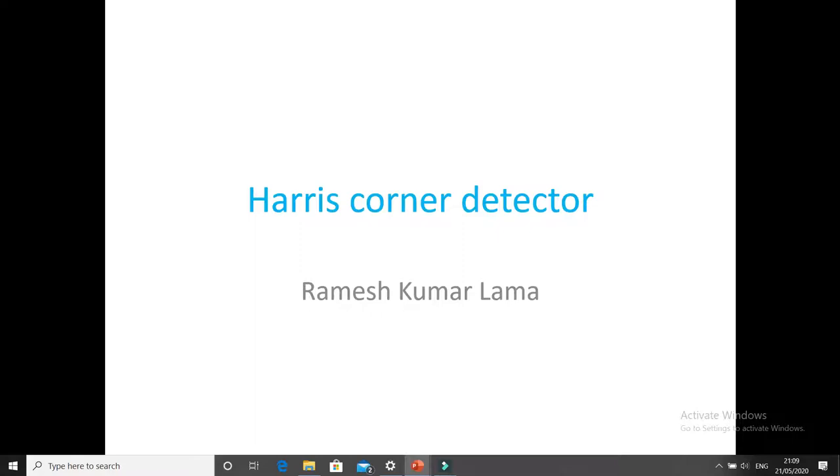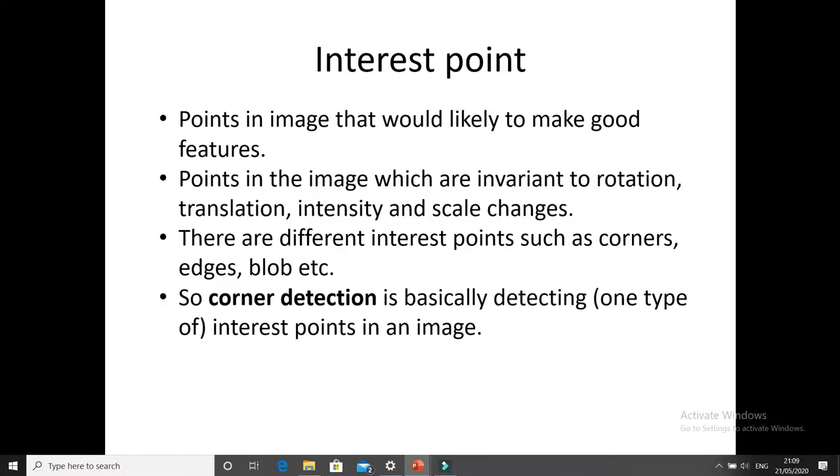Today we'll be discussing corner detection. As we have discussed in our previous video lectures, interest points can be defined as points in the image that are likely to make good features. These are the points in the image which are invariant to rotation, translation, and intensity and scale changes.